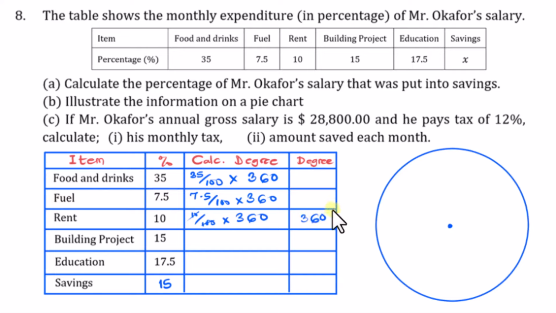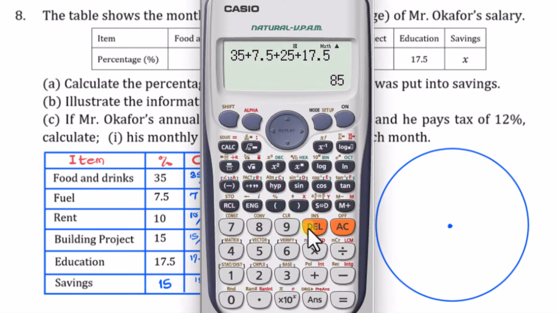Okay, for the rent we are going to have 10 over 100 multiplied by 360, and we don't even need a calculator because we know that these zeros will cancel and it will be equivalent to 36 degrees. We also have 15 over 100 multiplied by 360, then 17.5 over 100 multiplied by 360, and finally we have 15 over 100 multiplied by 360.